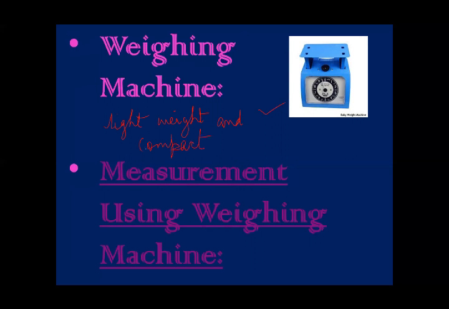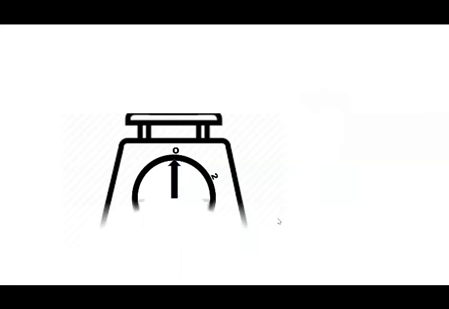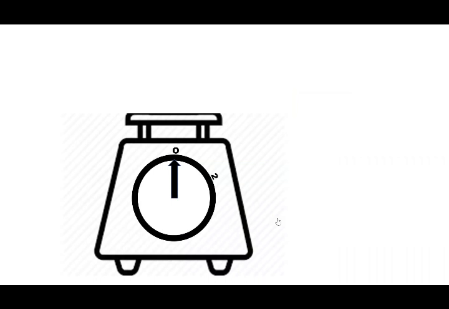Since it is lightweight and compact, it is easy to handle. Measurement of an object, for example a few bananas, using this weighing machine is shown with the help of this animation. First of all, before putting weight here, ensure that the needle is on the 0 point.